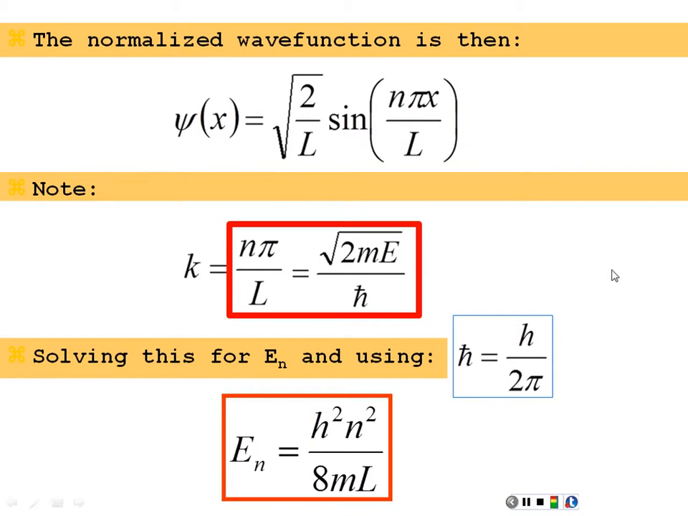This is exactly the result we got using different considerations before, treating the same problem of the infinite square well. How about that? Much easier here using Schrodinger's equation to solve for it.